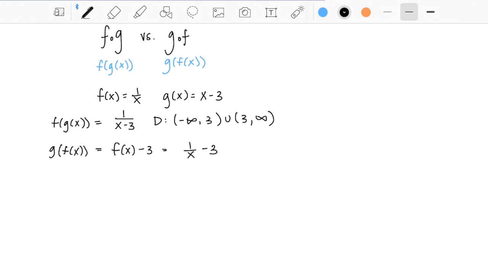So these are two totally different equations. 1 divided by x minus 3 is different from 1 divided by x, minus 3. And we'll just check our domain on this one really quickly. So the only thing I see with it that's a restriction is that the denominator x cannot equal 0. So our domain is negative infinity to 0, union 0 to infinity. And this is a different domain than our f of g of x function, which we found earlier.